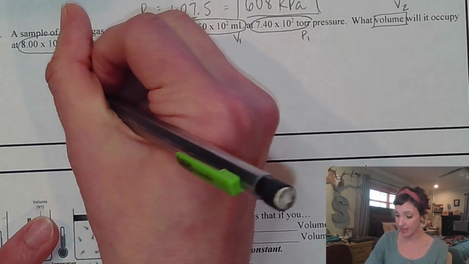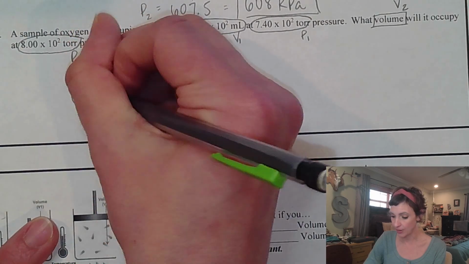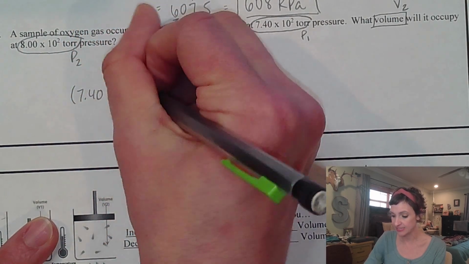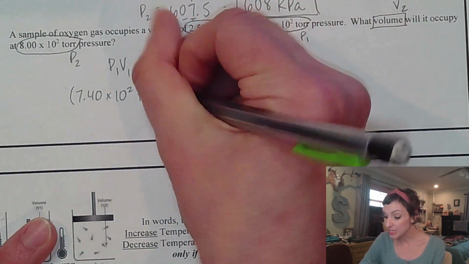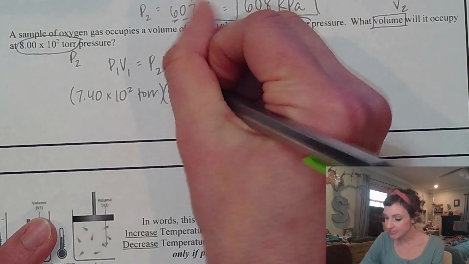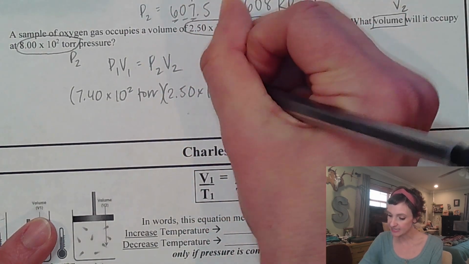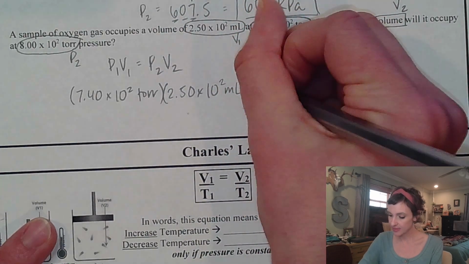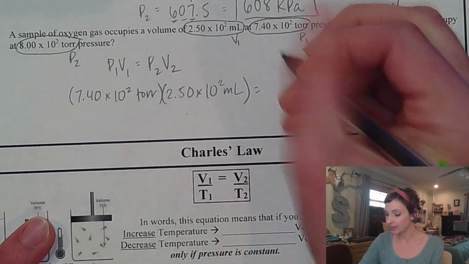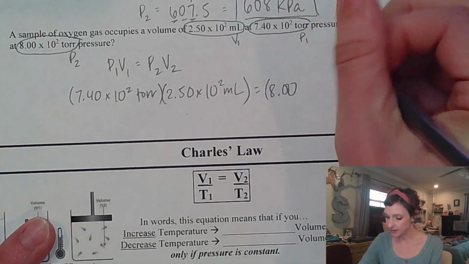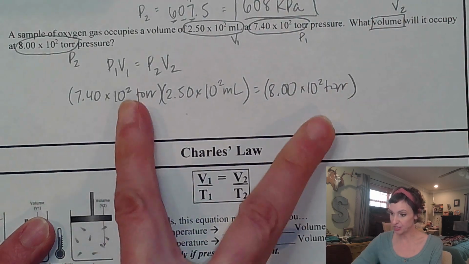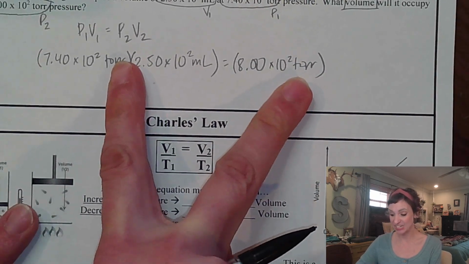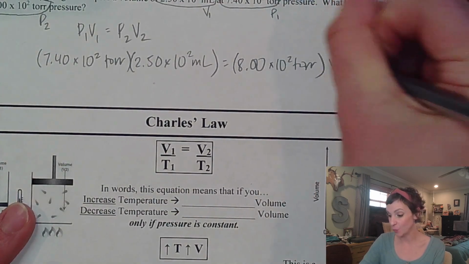My P1 value is 7.40 times 10 to the second torr. My V1 value is 2.50 times 10 to the second milliliters. My P2 value is 8.00 times 10 to the second torr. Checking to make sure my two pressures have the same units. They do. That is good news. And I'm solving for V2.